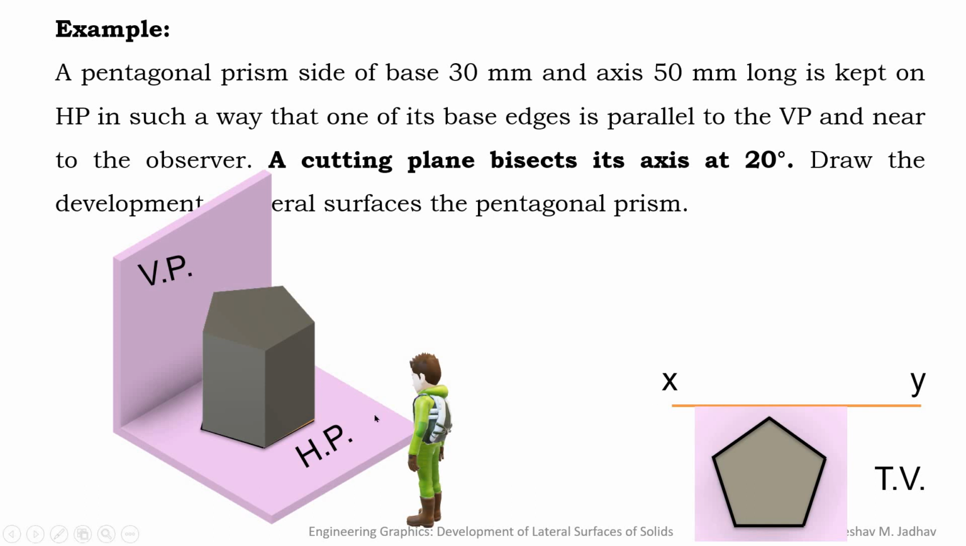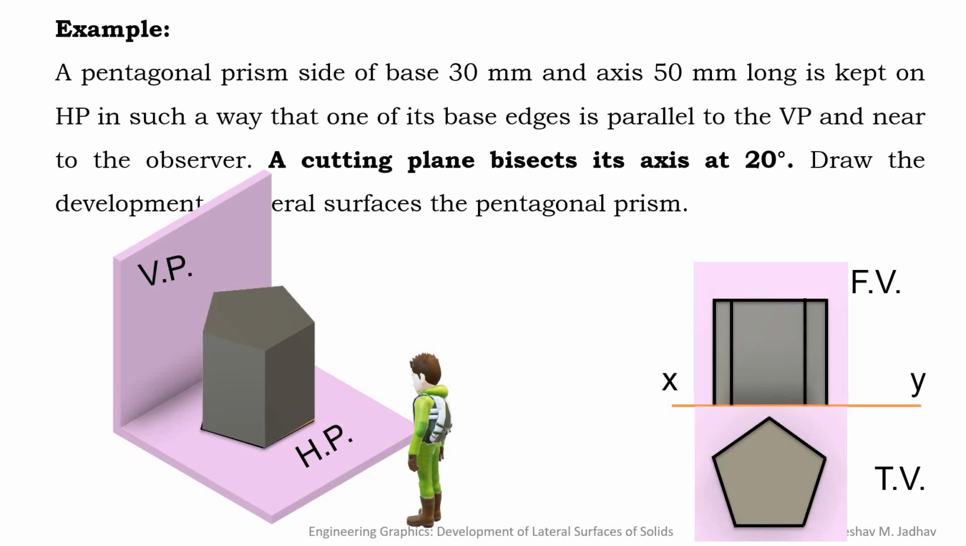Now we can draw the front view. So if observer look at the object from this direction, then observer will look the object like this, and we can draw the edges of this pentagonal prism like this.